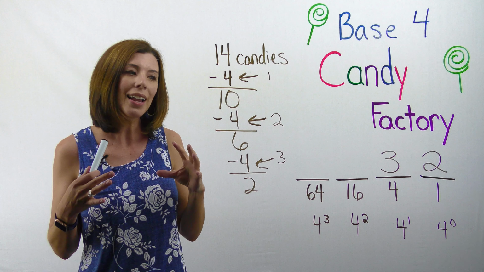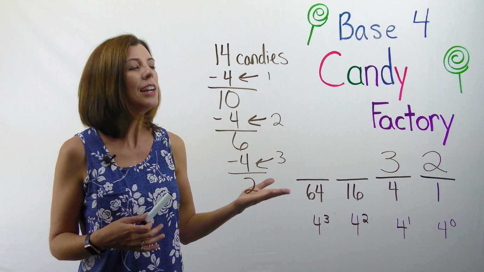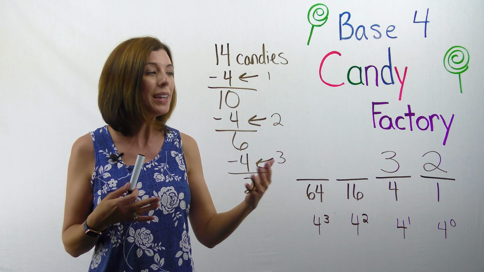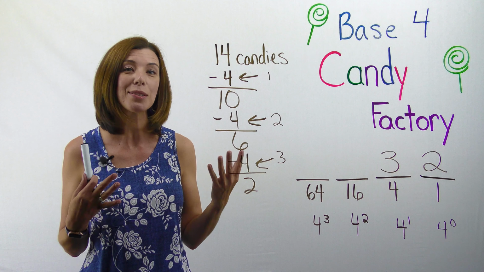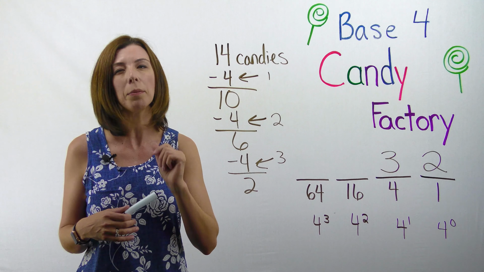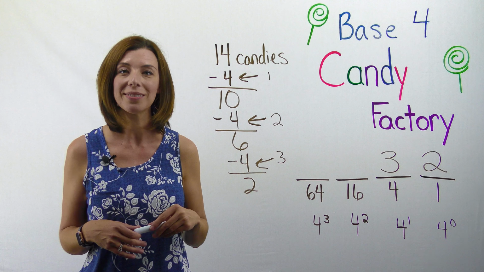So now when I think about what I'm packaging in our candy factory, I know that I'm going to need 3 boxes of 4, 2 singles. We are going to refer to this as a base 4 number. So we're going to call it not 32 base 10, but 32 base 4.